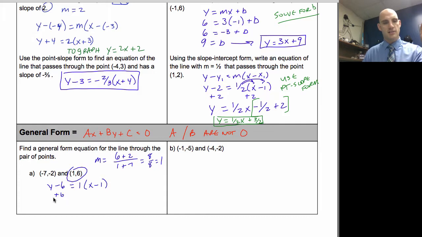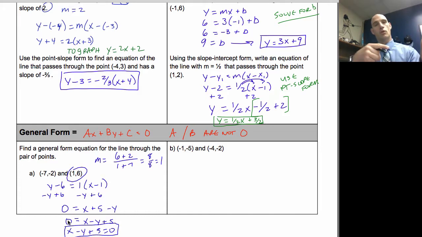I'm going to add 6, and I'm going to subtract y. So 0 equals 1x minus 1 plus 6, so plus 5, and minus y. So when I clean it up, I've got x minus y plus 5 equals 0. General form, done.